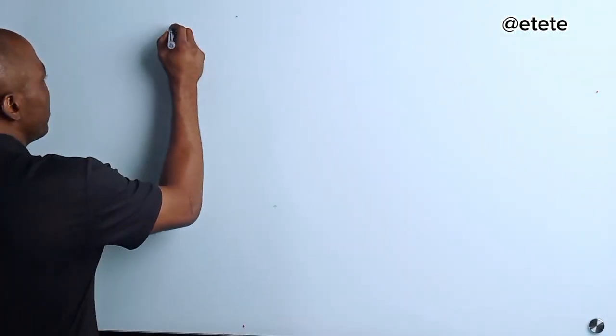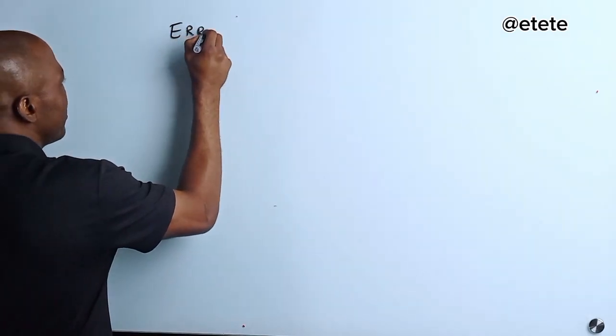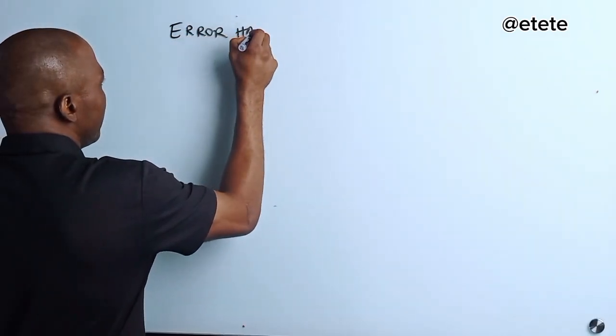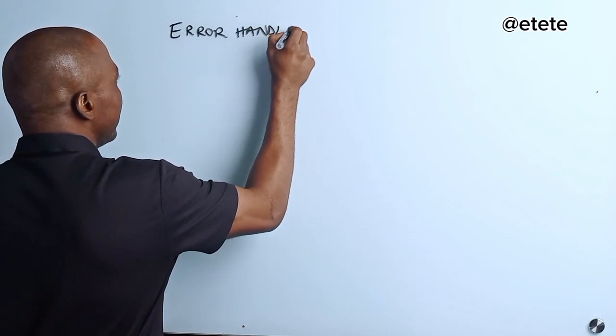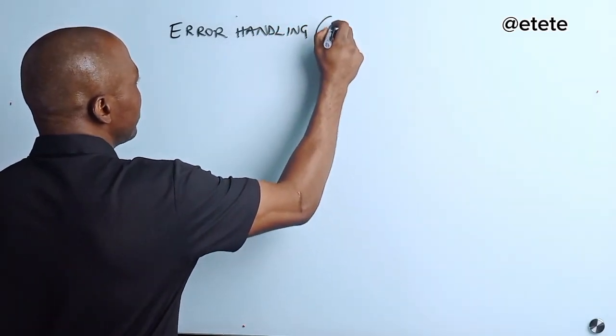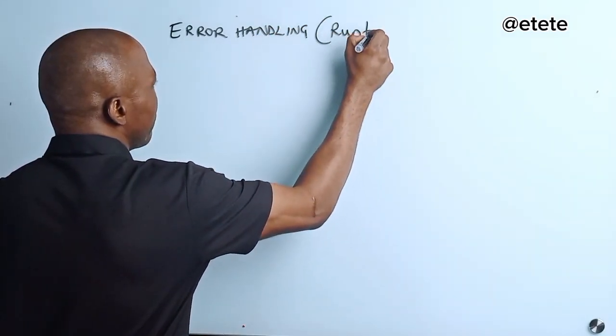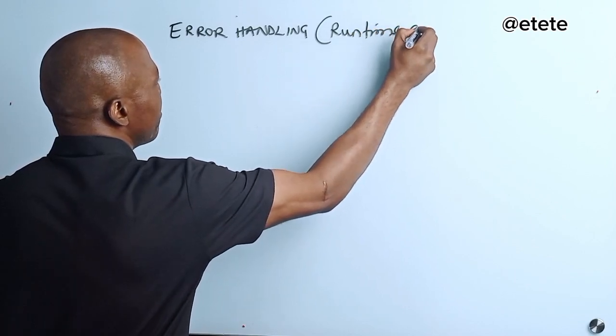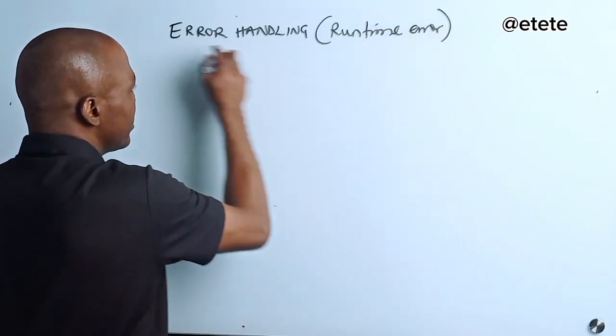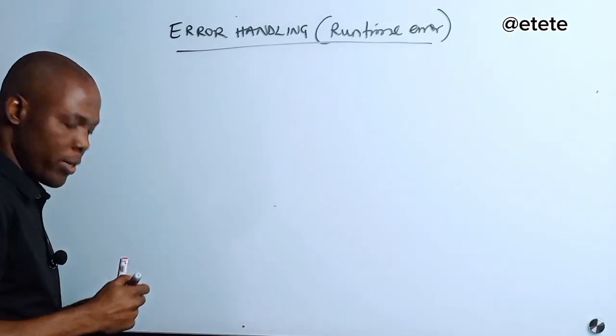We are still looking at error handling, right? In the last class, what we did was the try, except block. In this class, we are going to look at the try, except, else block. That is what we want to look at. We are still on error handling, runtime error handling. That is what we are looking at.